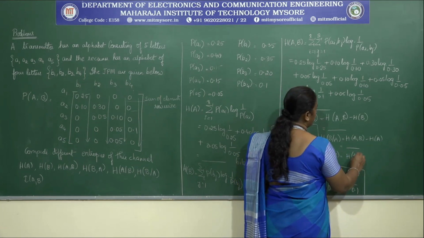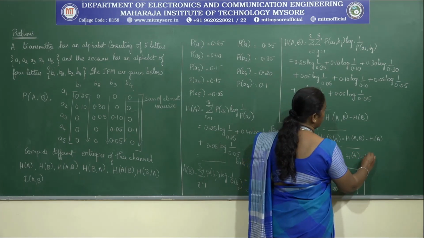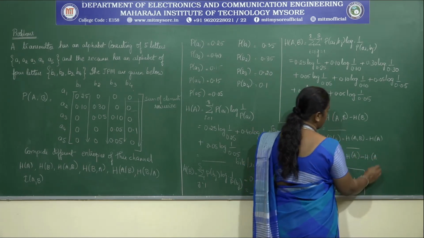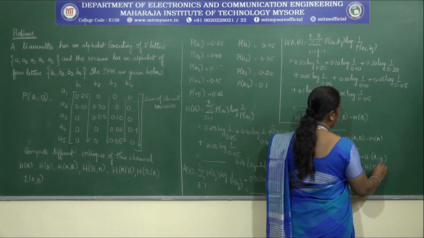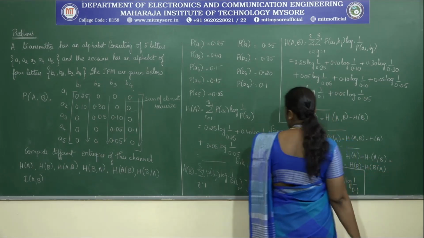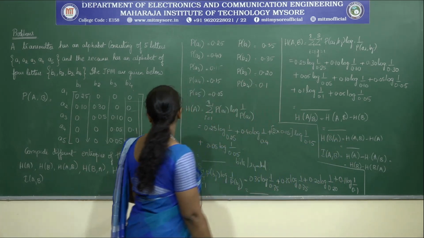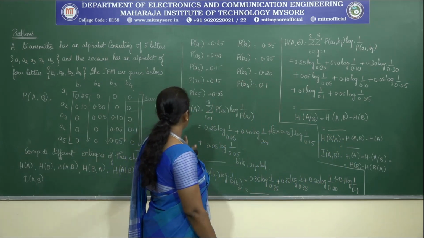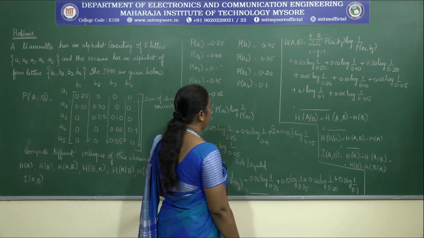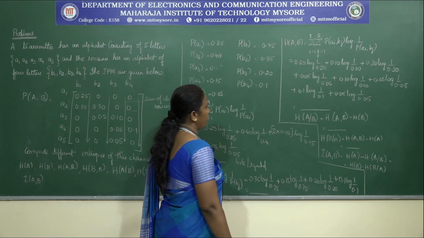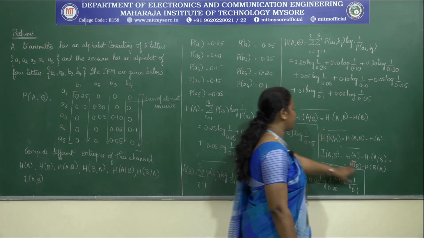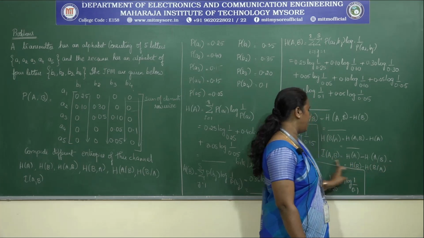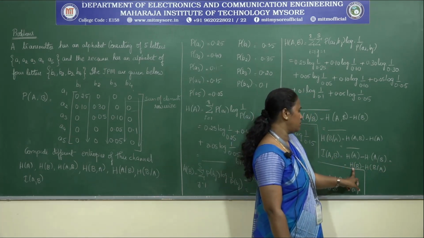If we are calculating in terms of input, it is H of A minus H of A by B, and if we are calculating in terms of output, it is H of B minus H of B by A. Here you have already calculated what your input is, that is H of A. So substitute the value of H of A, and also you have calculated H of A by B. So H of A by B you will be calculating from here. Substitute here and you will arrive at I of A comma B.